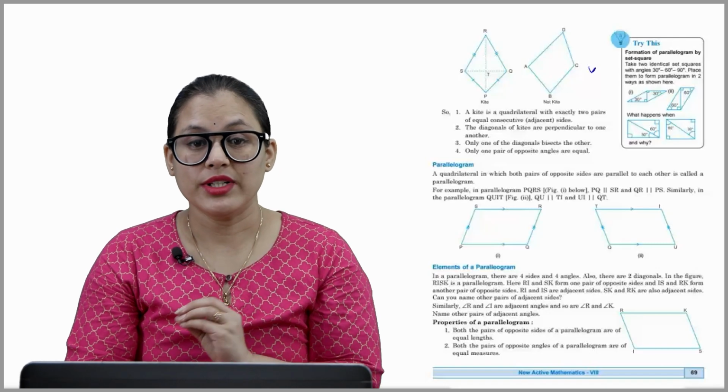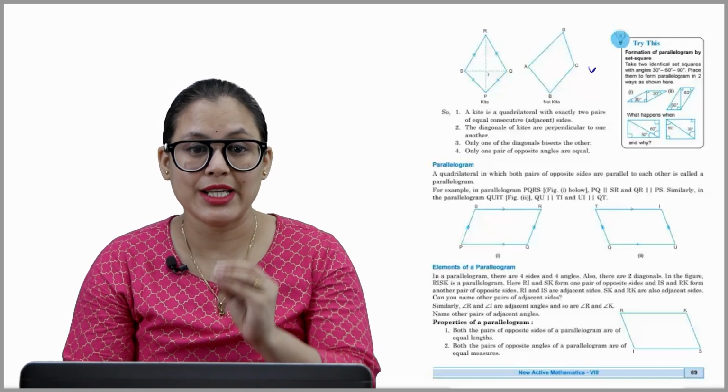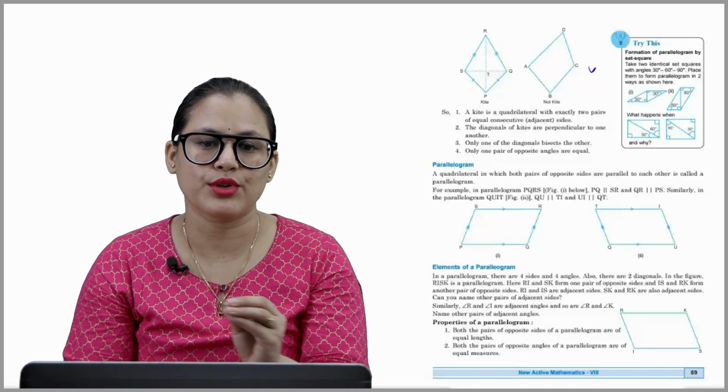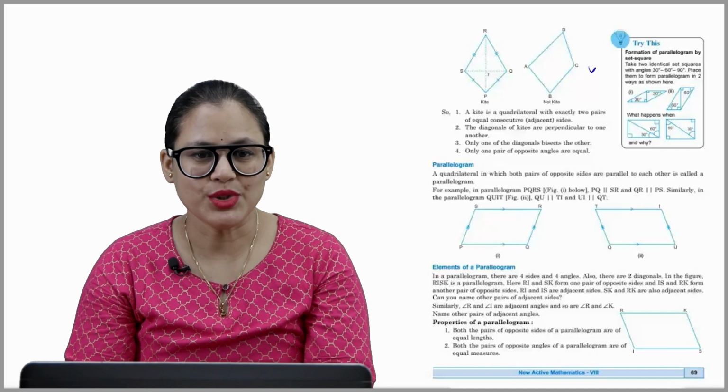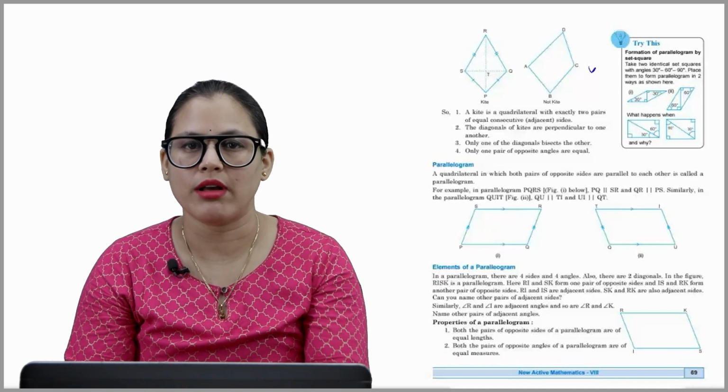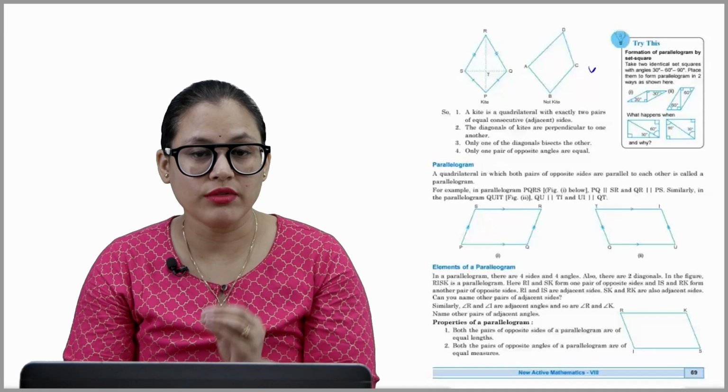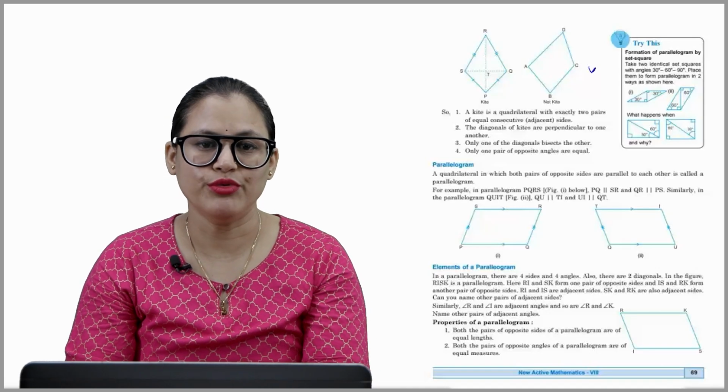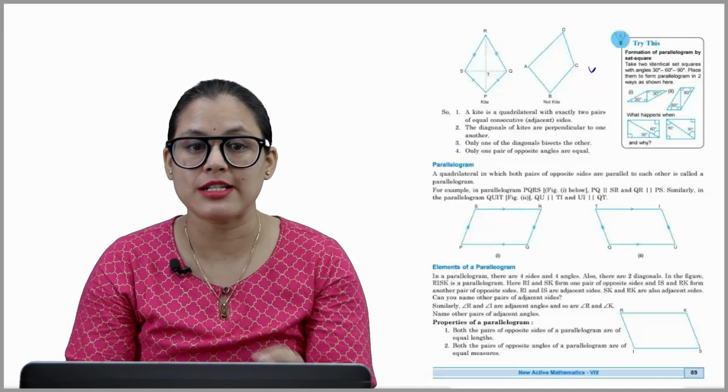So number one, a kite is a quadrilateral with exactly two pairs of equal consecutive sides, that is adjacent sides. Number two, the diagonals of kites are perpendicular to one another. Number three, only one of the diagonals bisects the other. And number four, only one pair of opposite angles are equal.